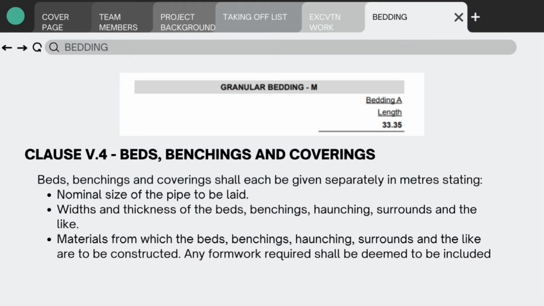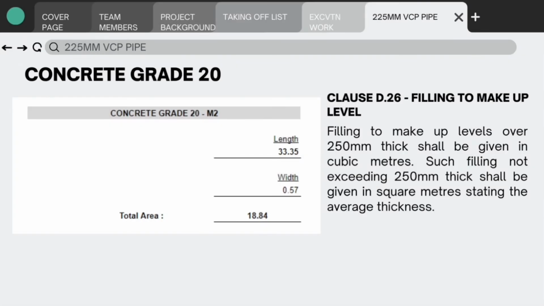Material in which the bed, benching, haunching, surround, and the like are to be constructed. Any formwork required shall be deemed to be included. Next is concrete grade 20. The unit for concrete grade 20 is meter squared.